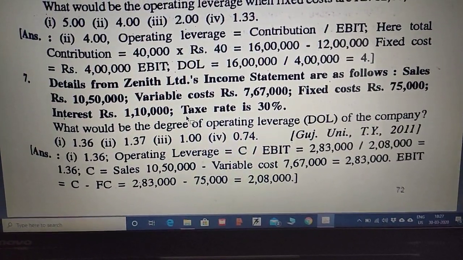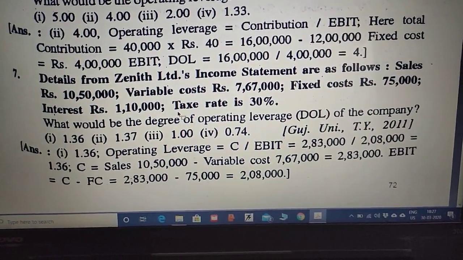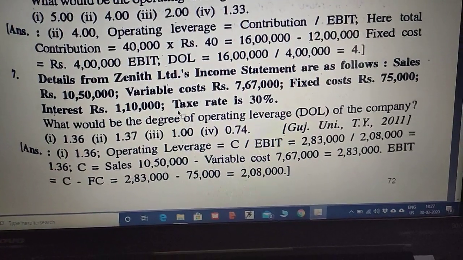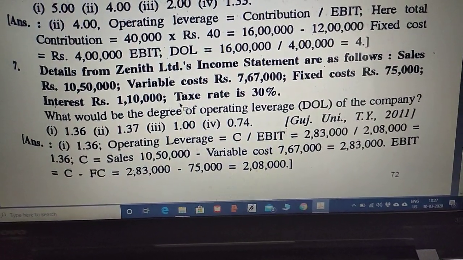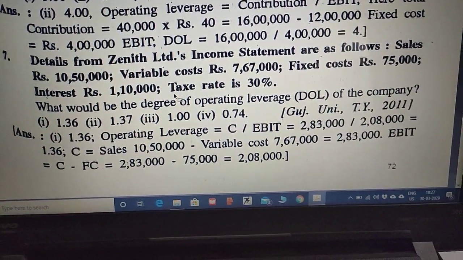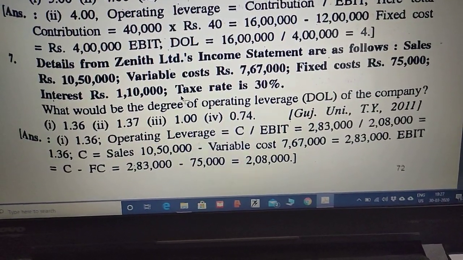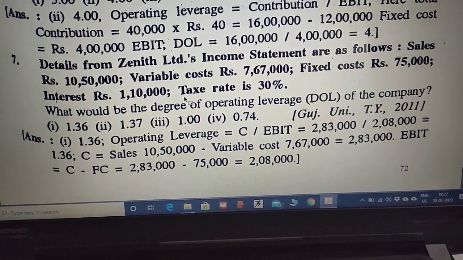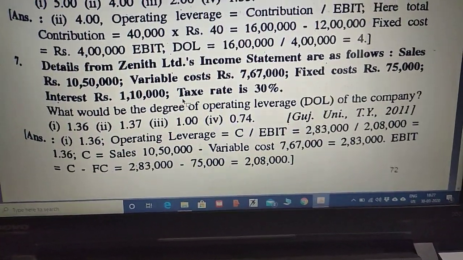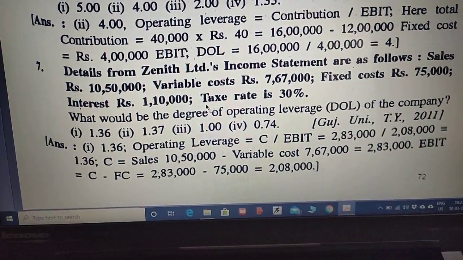Details from Zenith Limited's income statement are as follows. Sales rupees 10 lakh 50,000, variable cost 3 lakh 67,000, fixed cost 75,000, interest rupees 1 lakh 10,000, and tax rate is given as 30%. From this, we have to calculate degree of operating leverage. In many sums there may be all the calculations, like financial leverage, operating leverage as well as combined leverage. Okay, we will start the calculations from this sum.